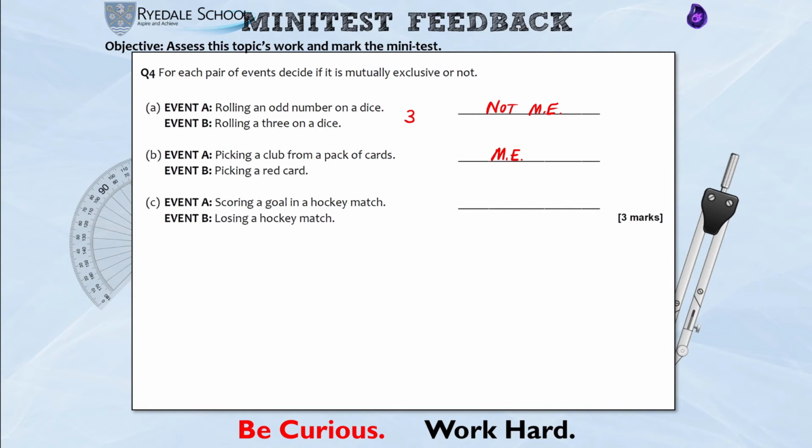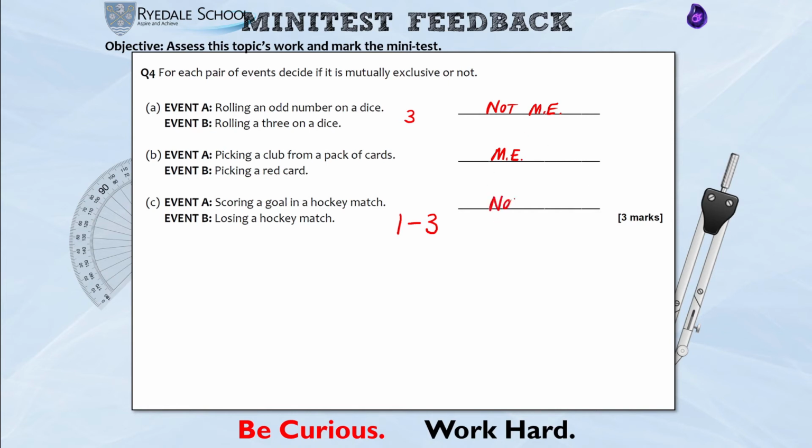And finally, event C, scoring a goal in a hockey match and losing a hockey match. Okay, that can happen at the same time. Suppose you scored 1 goal, but your opposing team scored 3. You've scored a goal, but you have still lost. It can happen at the same time.